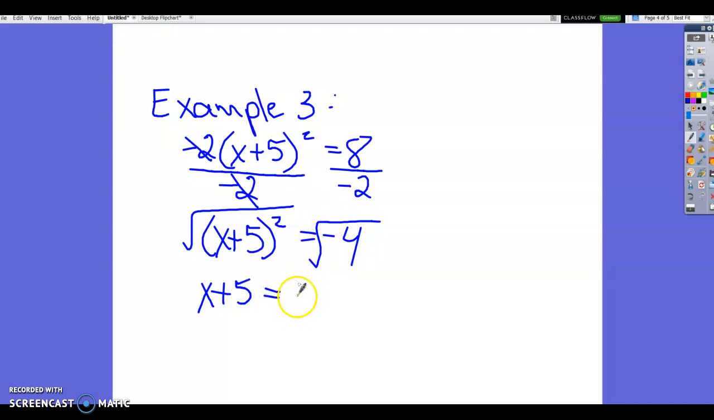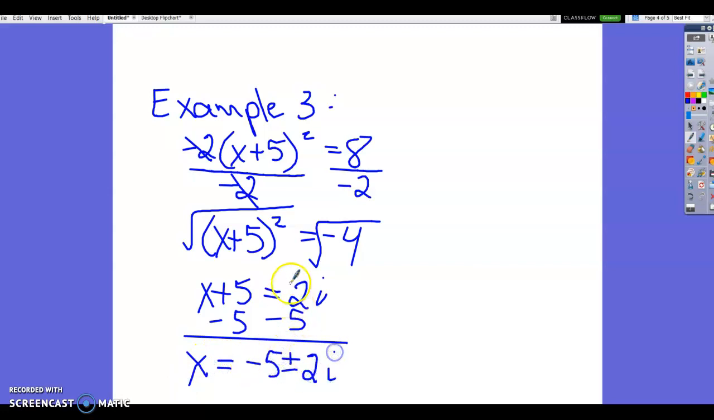So again, that's the square root of 4 times the square root of negative 1. So that's going to be 2i. Then we subtract 5 from both sides, and we get x equals negative 5 plus or minus 2i. Again, once I take that square root, I'm going to have that plus or minus sign there. All right, so x equals negative 5 plus or minus 2i, which brings us to what a complex number looks like.